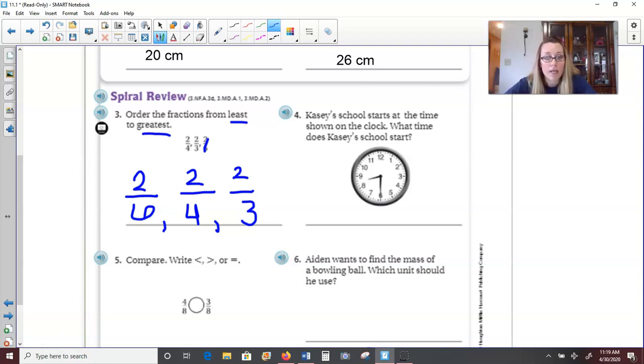All right, number 4, Casey's school starts at the time shown on the clock. What time does Casey's school start? Remember, the short hand tells us our hour, and it's between the 8 and the 9, so that means we're in the hour of 8. Put your colon for our separation of the hours and minutes. And if your minute hand, the long hand, is straight down on the 6, remember we count by 5s around the big numbers. And we're halfway around, so that would be 8:30. Now in this case, we could add a label because if this is when school starts, this would be happening at 8:30 a.m.